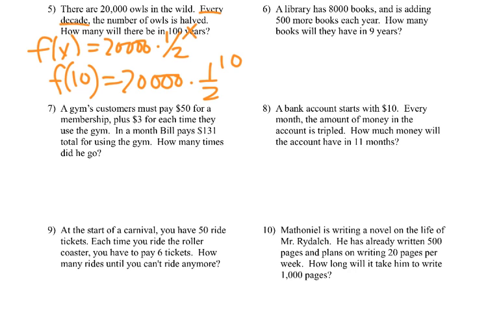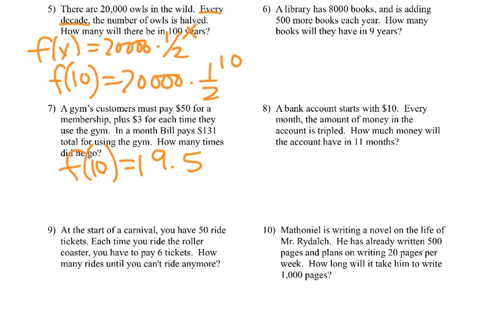Again, this is one where you want to use your calculator. So 1/2 or 0.5 to the 10th gives us about 0.00097. Times that by 20,000, and that gives us 19.5. So basically, in 100 years, if it continued this way, there'd only be 19.5 owls. Basically 19. And I guess you could have half an owl, right? If it got half to that second.